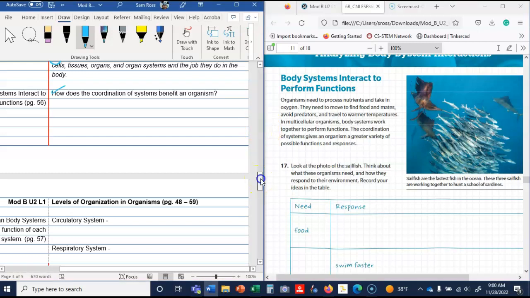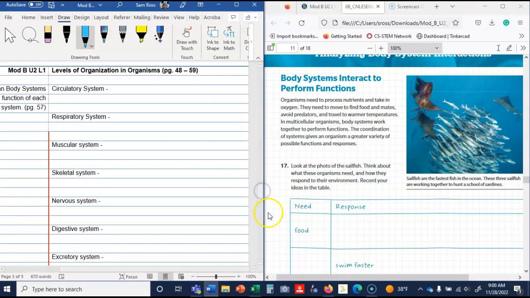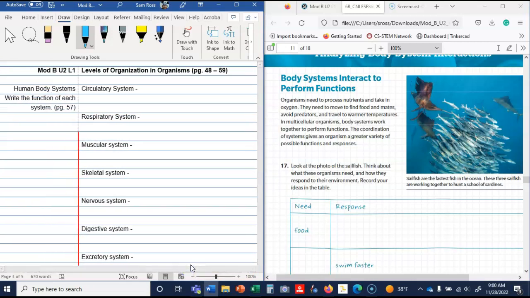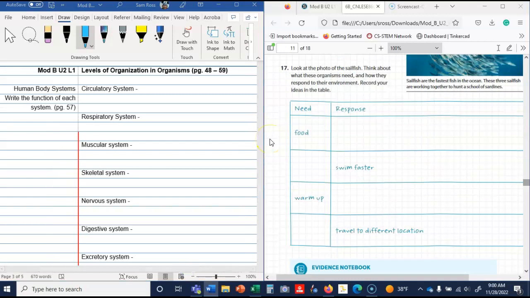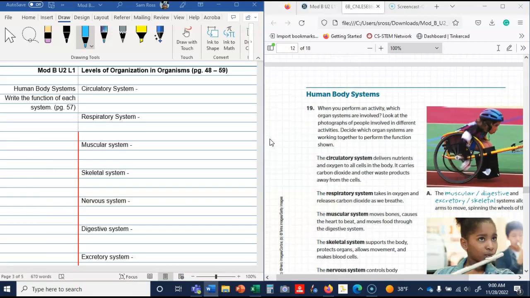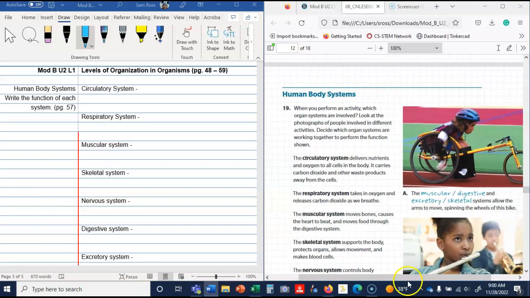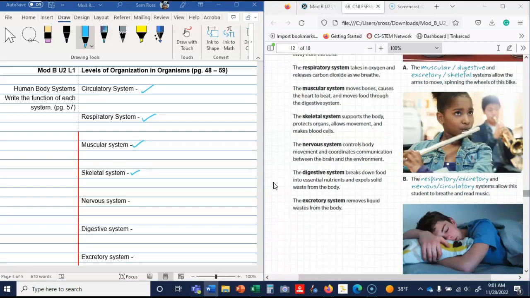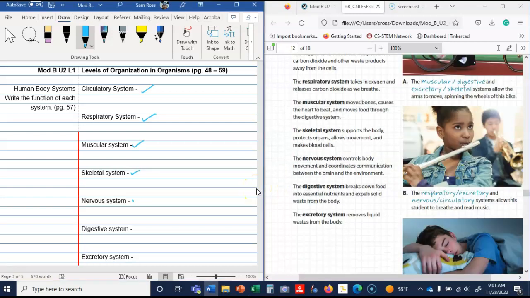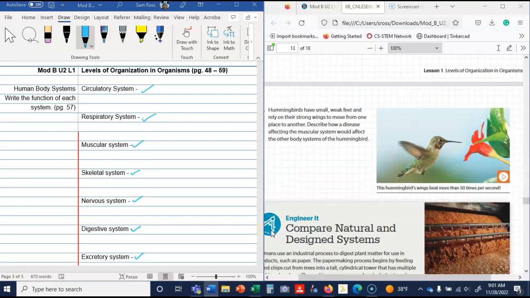Okay, and then we get into body systems. Okay, and it says we need to write the function of each system. So let's see, I think that's, here we go. So here's all of the functions. So we have circulatory system, respiratory system, muscular system, and it tells you the function right after the bolded name. Skeletal system, nervous system, digestive system, excretory system. So we have all of those.